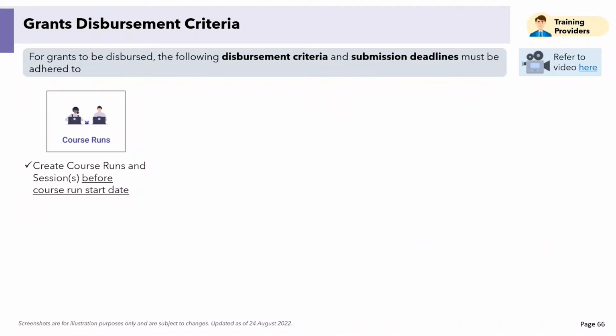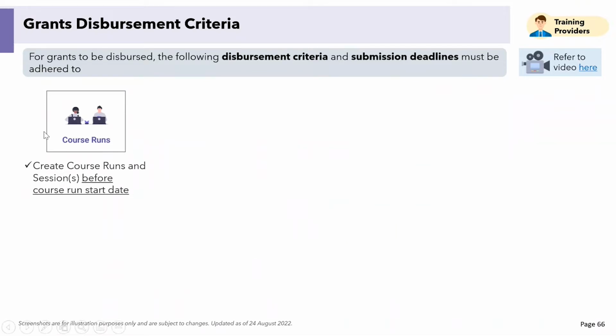Why before the course run start date? I will touch on that later when I go to the course run tile, because it is much simpler to create the course run before the start date. After the course run start date has lapsed, TPs can only use the upload function to upload an Excel file to create the course run. That method is a bit more confusing for some of the TPs, based on our experience when we went live with SSG TPs. So it is highly recommended that they create course runs via the user interface, and to do so, they need to make sure they create it before the course run start date.